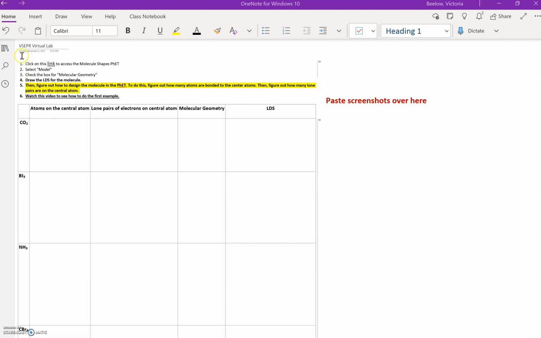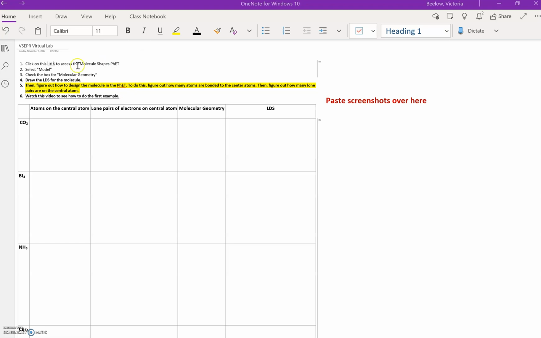the VSEPR or VSEPR Virtual Lab. Again, that stands for Valence Shell Electron Pair Repulsion. So in this lab, we're going to be exploring the three-dimensional structure and shapes of various covalent molecules.